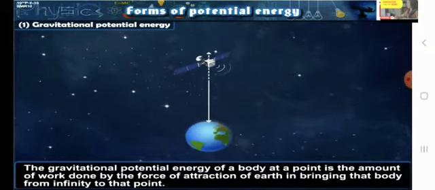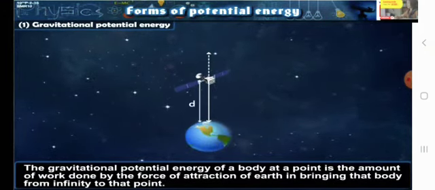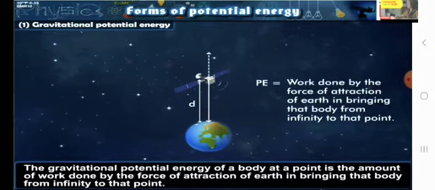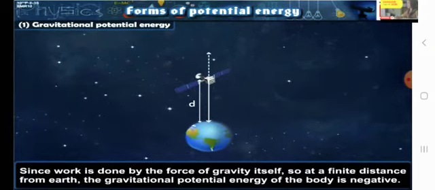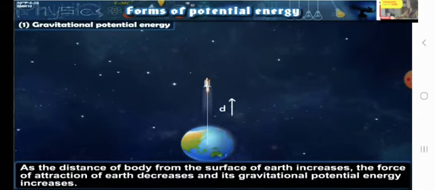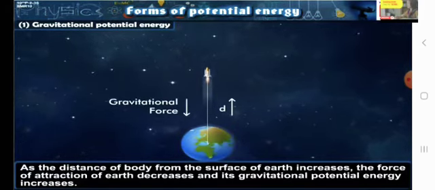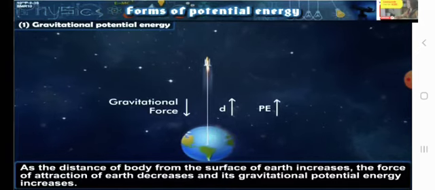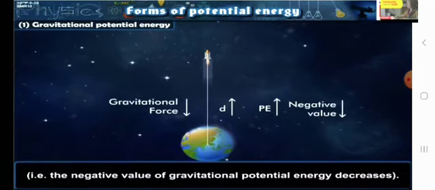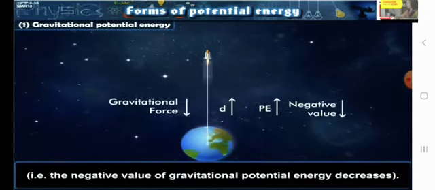The gravitational potential energy of a body at a point is the amount of work done by the force of attraction of Earth in bringing that body from infinity to that point. Since work is done by the force of gravity itself, at a finite distance from Earth, the gravitational potential energy of the body is negative. As the distance of the body from the surface of Earth increases, the force of attraction of Earth decreases and its gravitational potential energy increases. That is, the negative value of gravitational potential energy decreases.